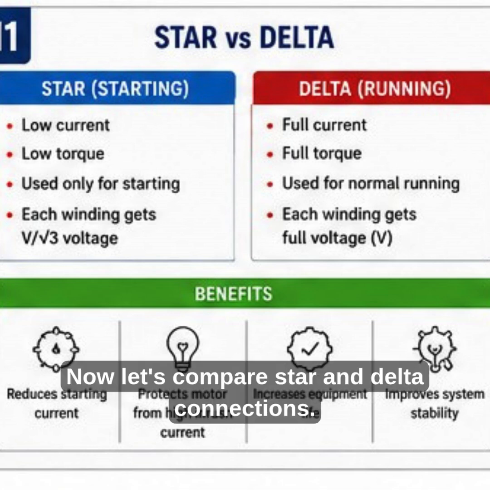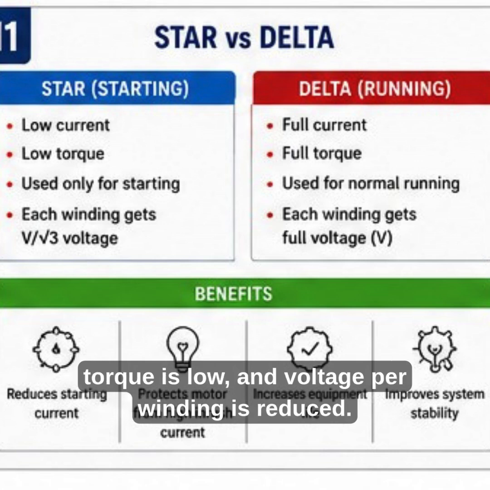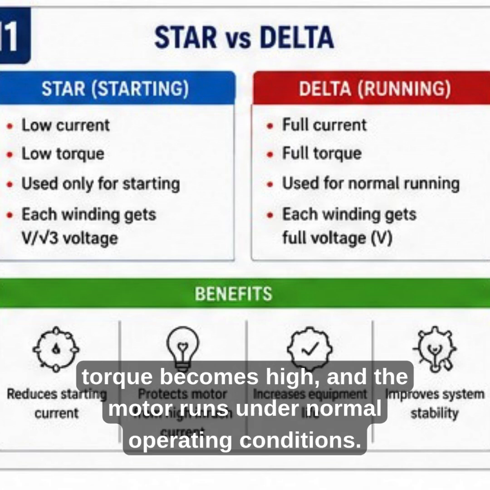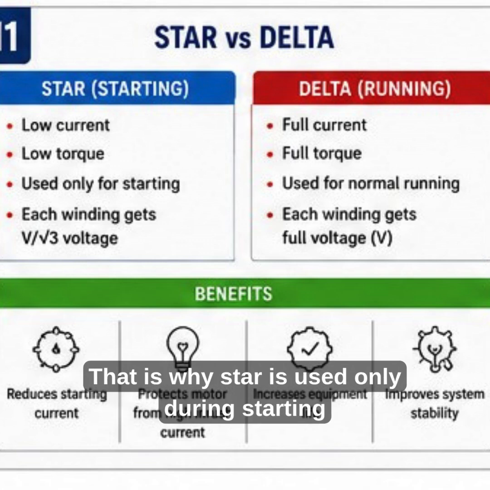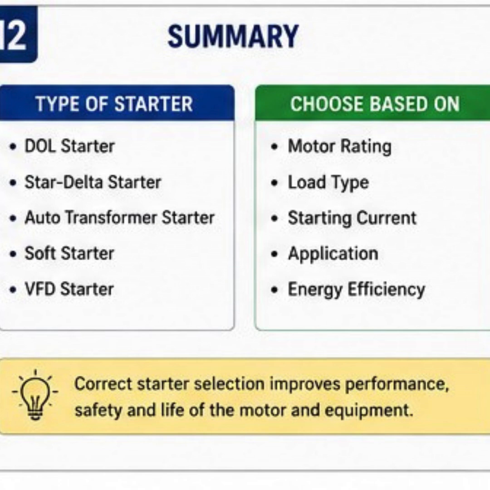Now let's compare star and delta connections. In star connection, starting current is low, torque is low, and voltage per winding is reduced. In delta connection, motor receives full voltage, torque becomes high, and the motor runs under normal operating conditions. That is why star is used only during starting and delta is used during running.